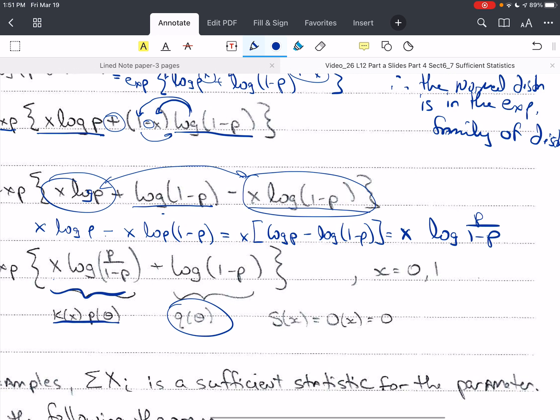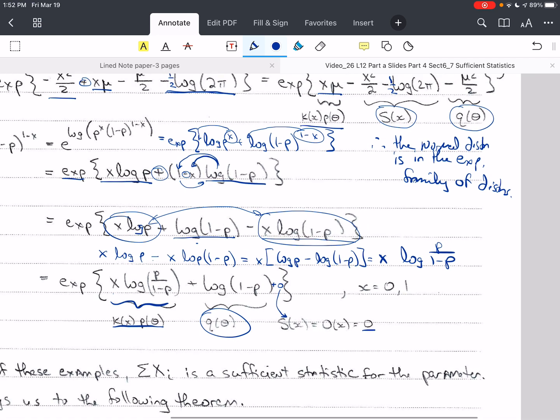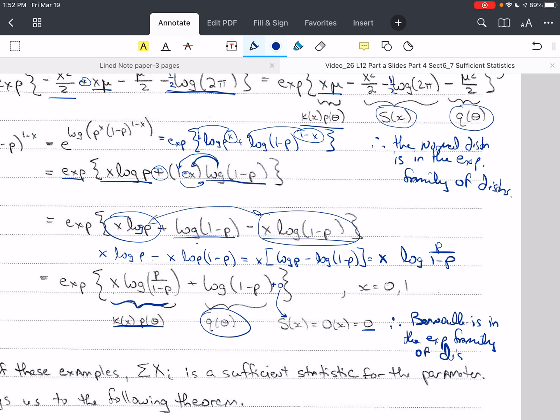Now s of x is equal to 0 times x. That's a function of x, and it's 0. So we could write plus 0 and say that that is s of x. Okay? So this means that the Bernoulli is in the exponential family of distributions.